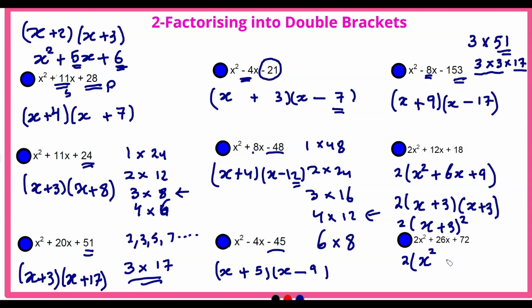Same thing here when you take a 2 as a common factor. So you have x squared plus 13x plus 36. Two numbers multiply, you get 36. When you add, you get 13. That's 4 and 9.